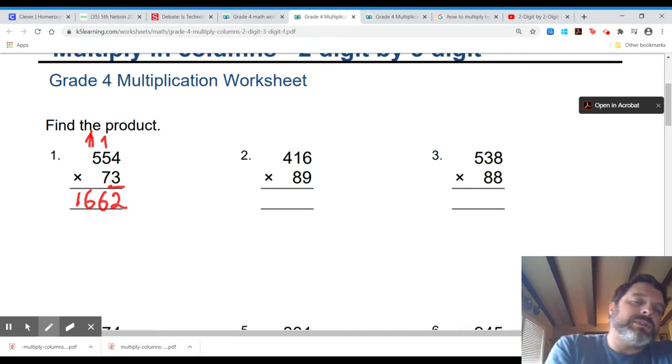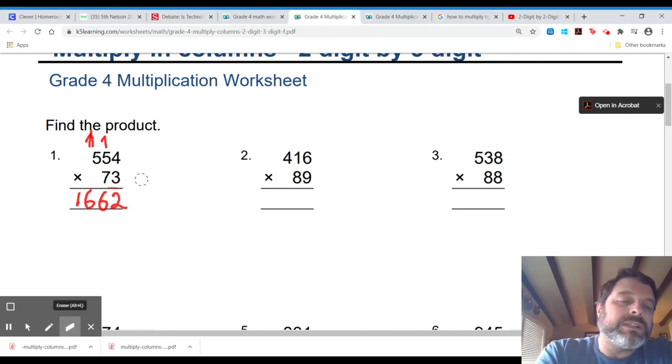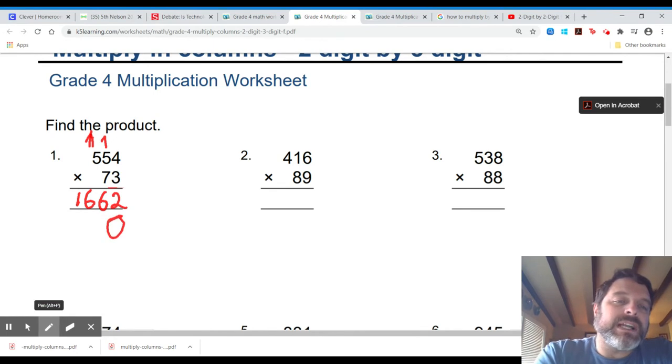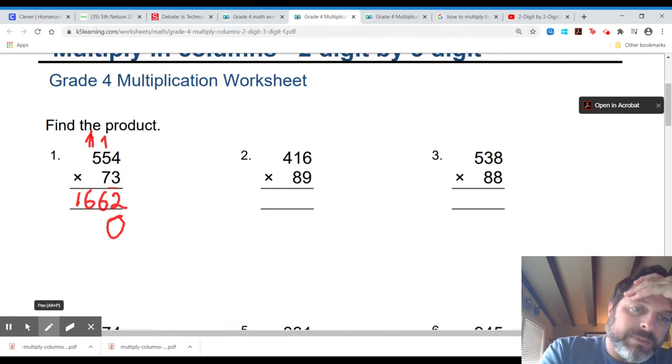I now have to multiply by my tens. Now my tens are the 7, it's really a 70. In order to multiply by 7 and make it simpler for everybody, what we do is we put a 0 here. Now that symbolizes that I'm going to be multiplying by 70 because it symbolizes it's 10. So it's 70, so I put a 0 there. Now I can multiply by 7 alone.